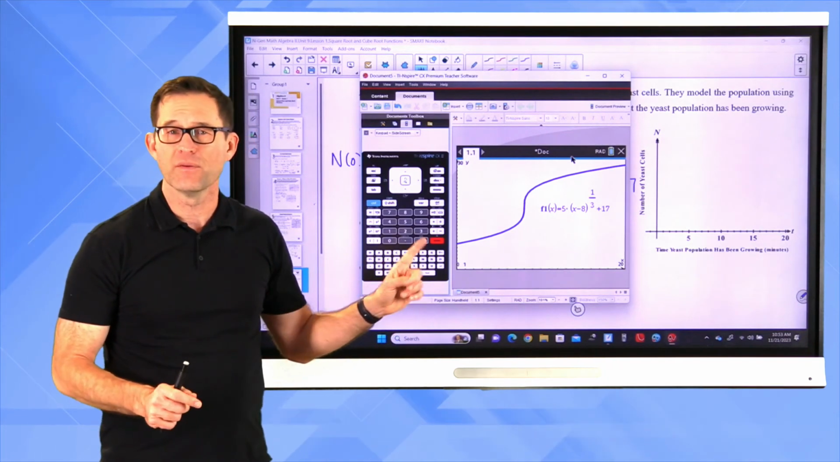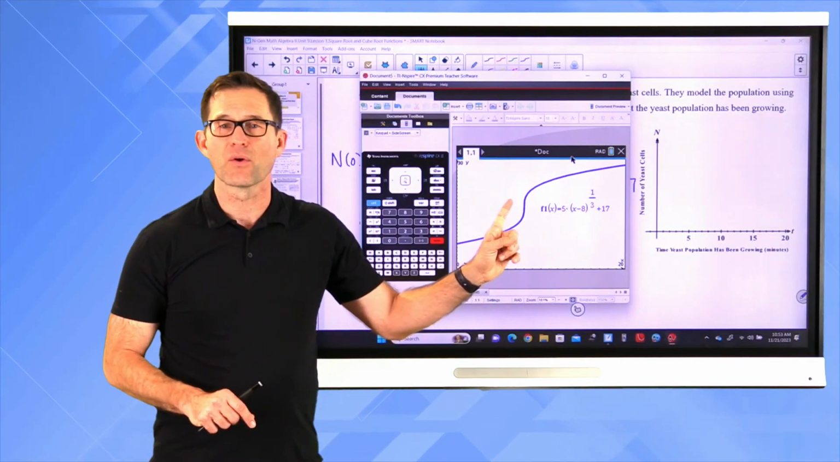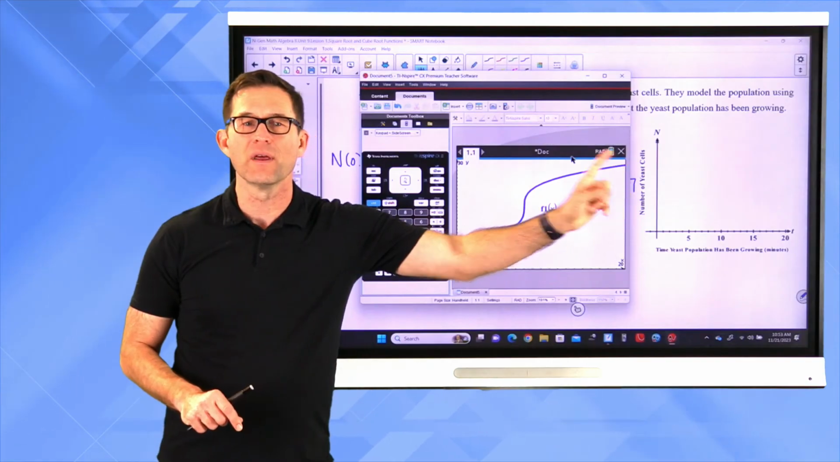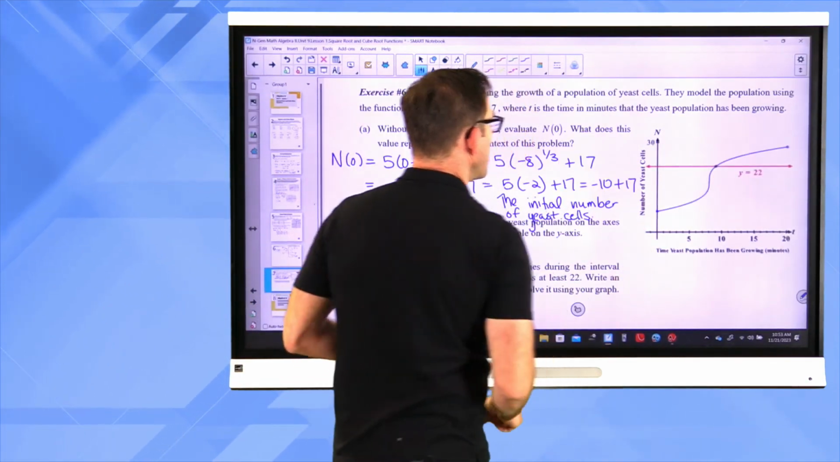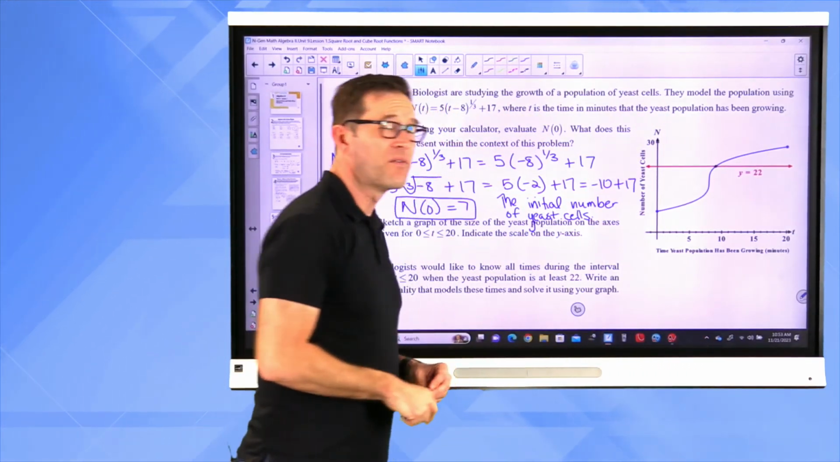And here's a great view of it. We're starting off at 7, right? We're increasing very quickly. We hit some kind of an inflection point, and then we continue to increase, but at a slower rate. And we end up getting some kind of a diagram like that, and including one of the final portions.